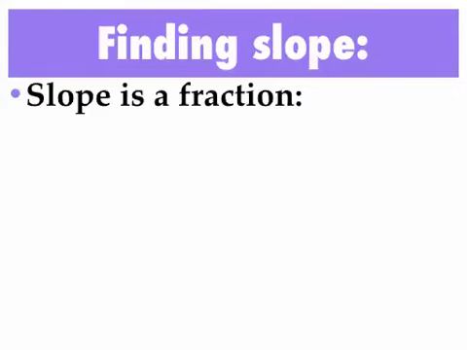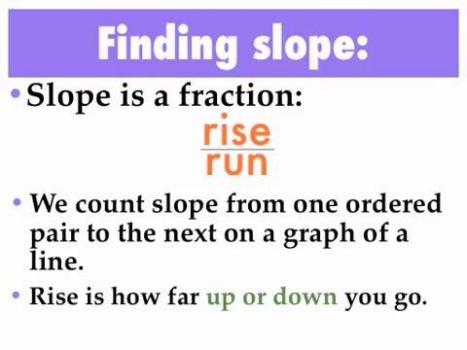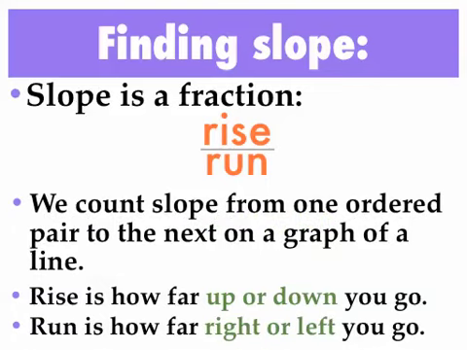Finding slope. Slope is going to be a fraction or a ratio. It is going to be a fraction or a ratio of how you're going to move as the rise over how you're going to move in the run. We're going to count slope from one ordered pair to the next on a graph of a line. The rise is going to be how far up or down, or how many units up or down you're going to move to get from one ordered pair to the next. And the run is going to be how far or how many units to the left and to the right you go to get from one ordered pair to the next.